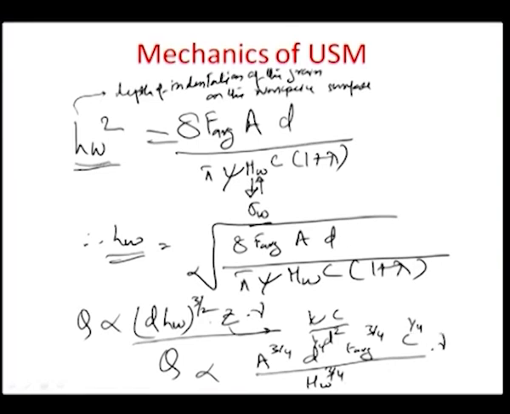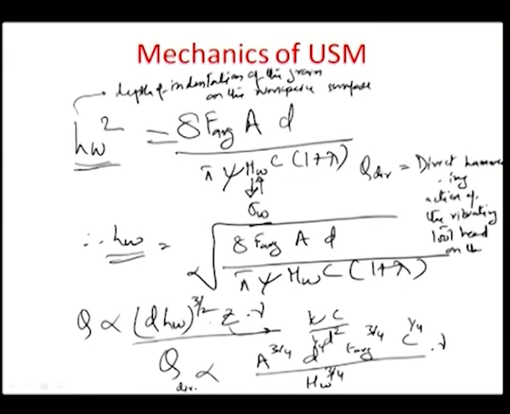And so, the rate of removal is through the direct hammering action of the grains due to the vibrating tool. So, this we can say is Q direct, or in other words, Q direct is nothing but the direct hammering action of the vibrating tool head on the grains, thus creating a ploughing action. So, as I told you, there are two modalities of this material removal.